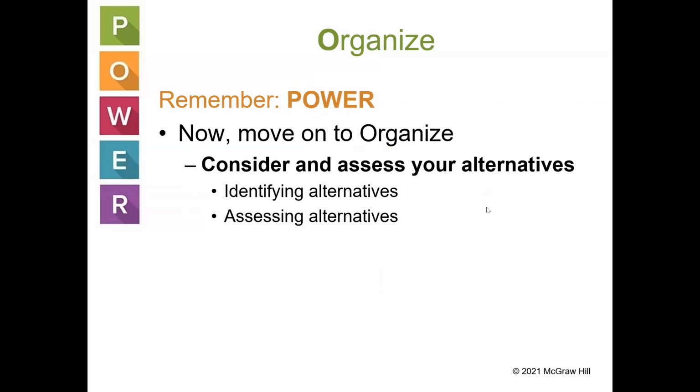Organize. Now, we have to organize, consider and assess your alternatives. Identify and then assess. Identify means you should have option number one, option number two, option number three, and then assess them. Which one is good, which one is not good, which one is better. For example, we have five alternatives, and we'll see which one is good, which one is better, which one is worst.